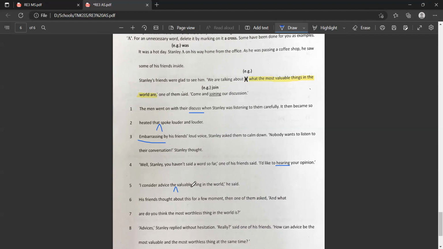His friends thought about this for a few moments. Then one of them asked, and what did it for a few moments? As, okay? Or actually we don't specify, we don't tell something very clearly. We only say for a moment. Okay. So you can cross out few as well. Okay. And what do you think the most, what do you think?